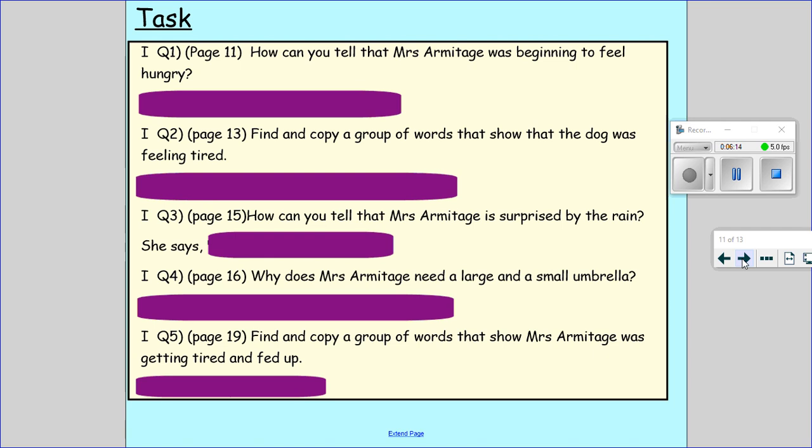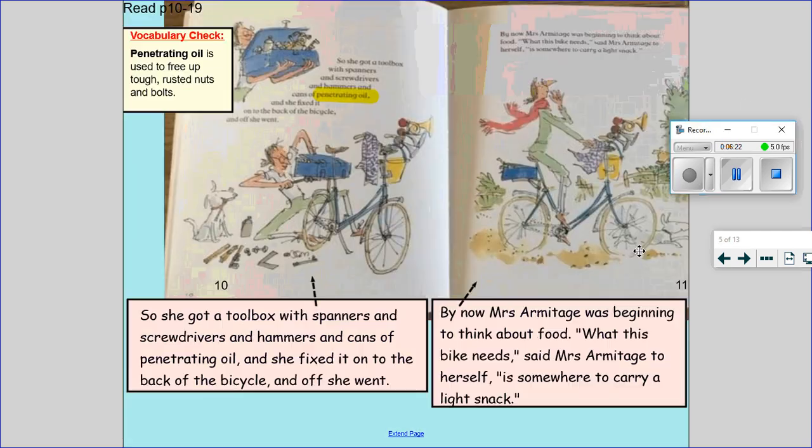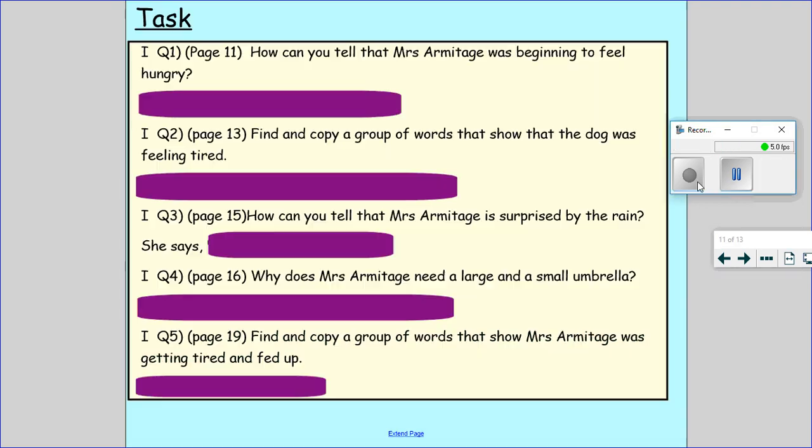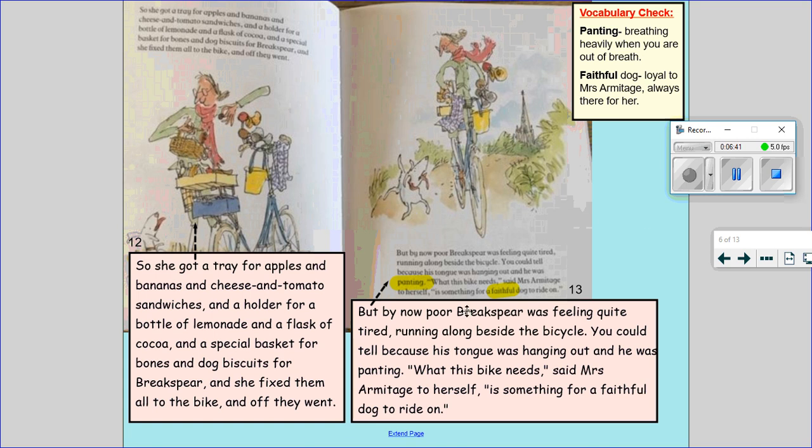Okay, on to our questions. Question number 1 is on page 11. How can you tell that Mrs. Armitage was beginning to feel hungry? How can we tell that Mrs. Armitage was beginning to feel hungry on page 11? So this is this text here. Question number 2. Find and copy a group of words that show that the dog was feeling tired. So on page 13, to find and copy a group of words to show that the dog was feeling tired.